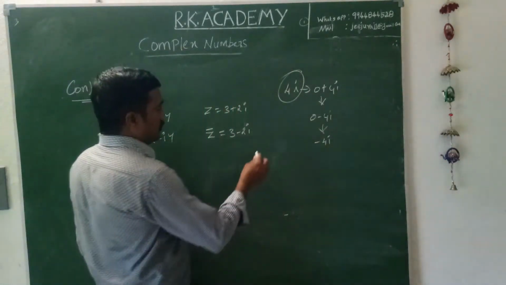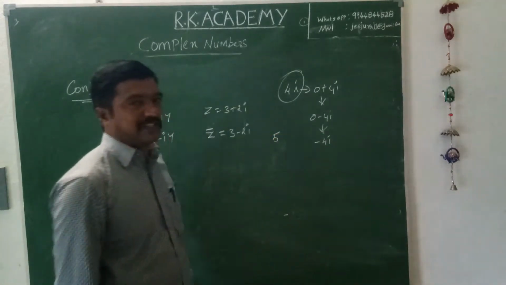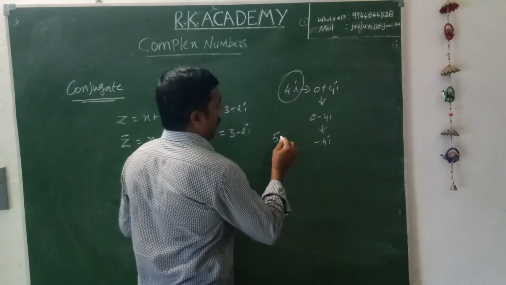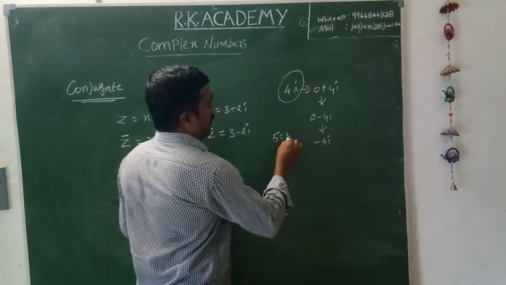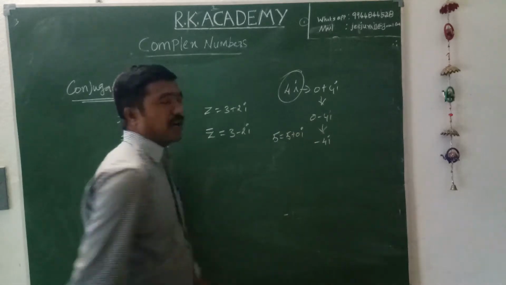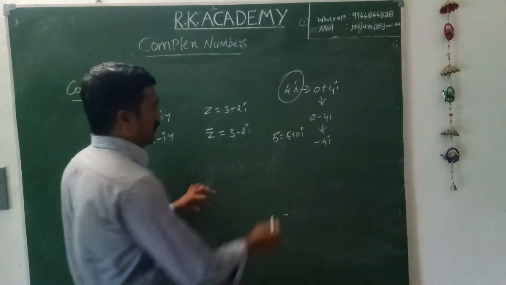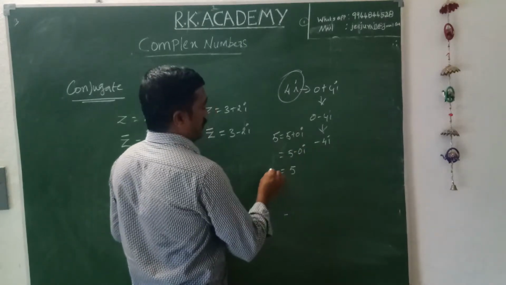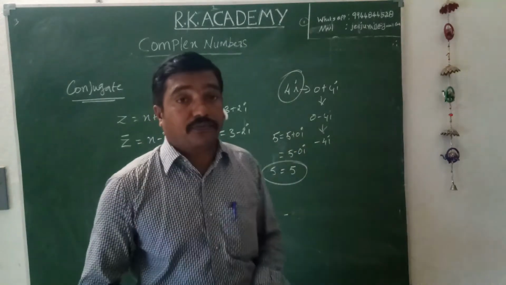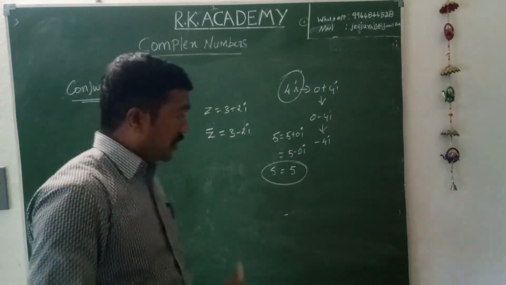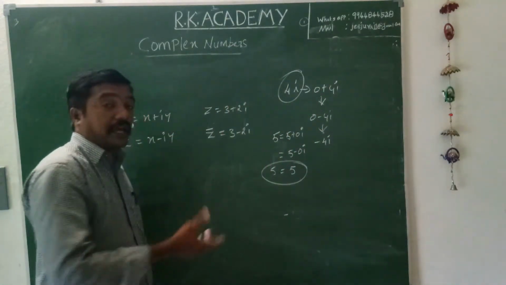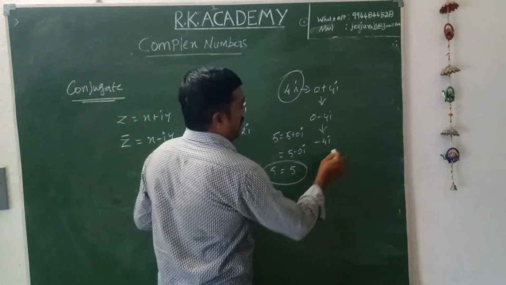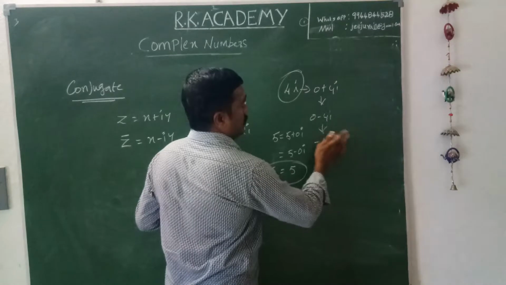Sir, is 5 a complex number or not? Yes, it's a complex number. How can we write it in the form? 5 plus 0i. What about the conjugate of this one? We can write 5 minus 0i. Again, it's 5. The conjugate of 5 is 5. The conjugate of a real number is again a real number. So that is the property. Z is real.